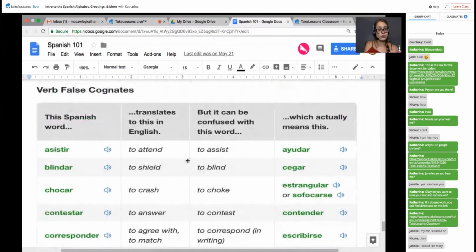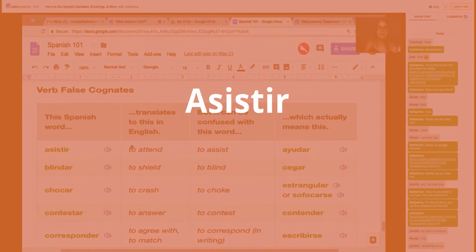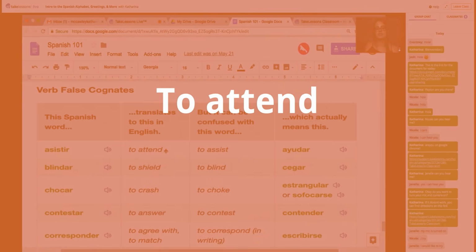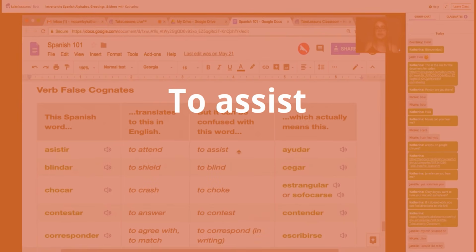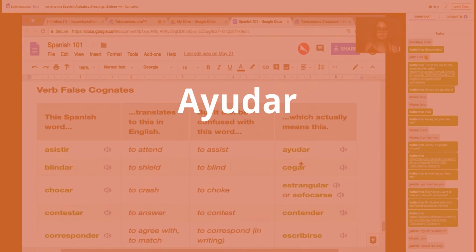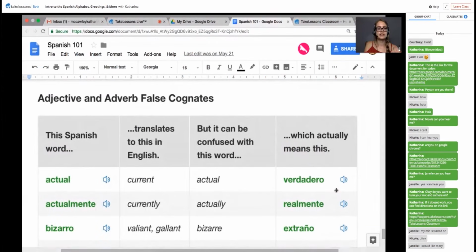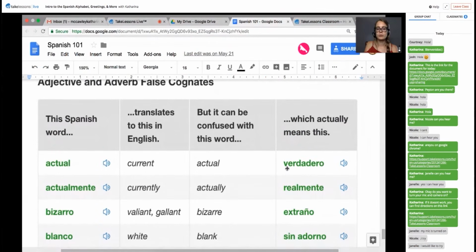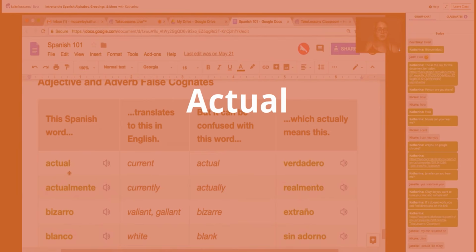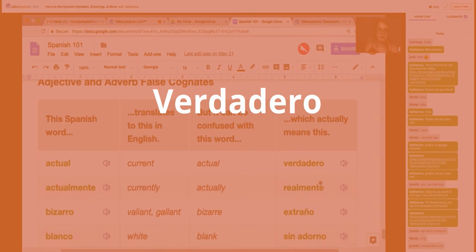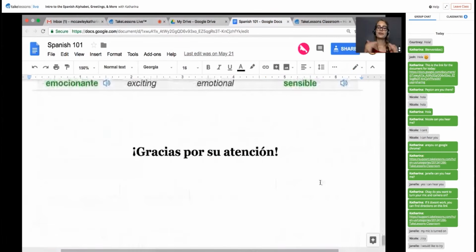The same for verbs. There are some as well. So the Spanish word asistir translates to attend in English, but to assist in English is ayudar in Spanish. And the same for adjectives and adverbs. Maybe one more example. So we have actual in Spanish, translates to current in English, but actual in English translates to verdadero in Spanish. So there are a lot of words that work, some don't work, so just make sure that you know the difference.